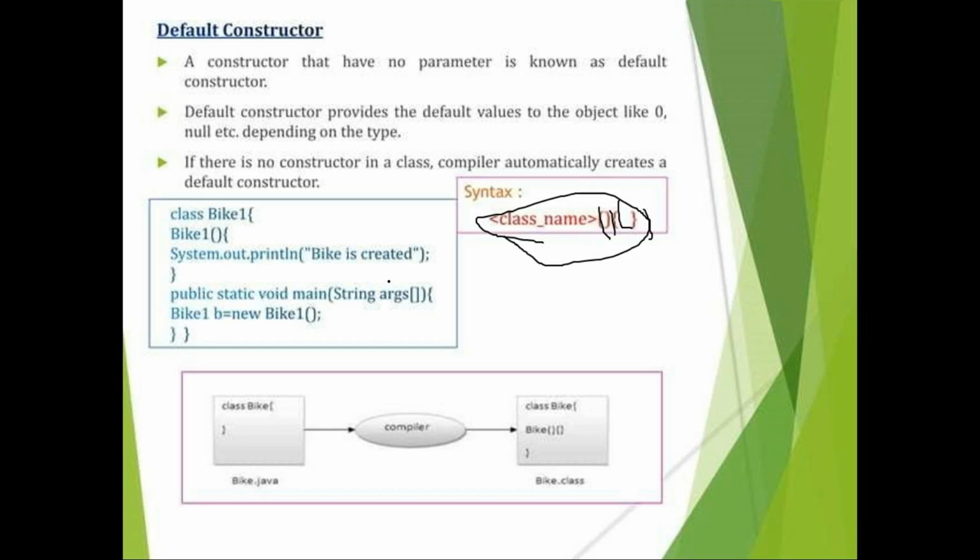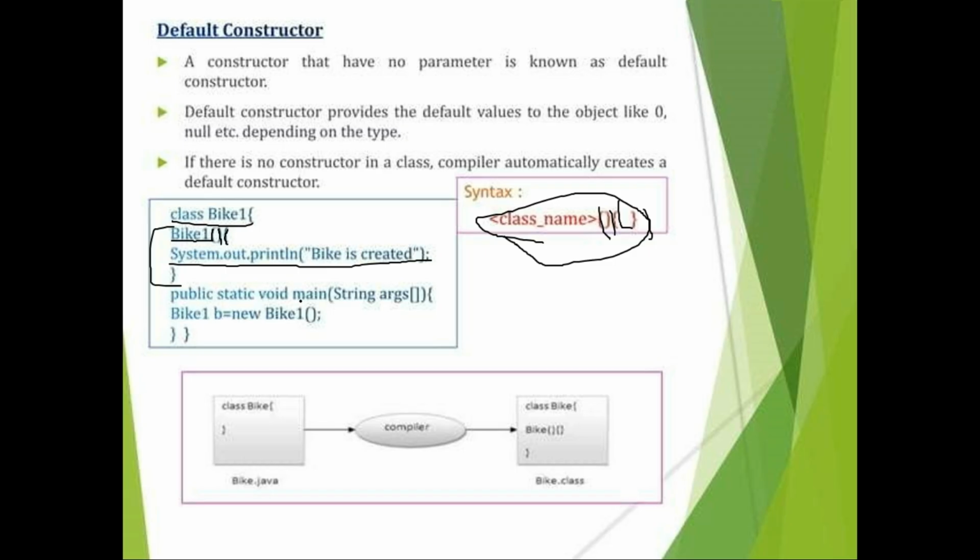Then we will see one example for a default constructor. We create a class named Bike1. Bike1 is the class name, so we use that name for the constructor creation. We add parentheses after Bike1, then set the statement System.out.println, the bike is created. So that is a constructor that displays some information. This is called a default constructor.